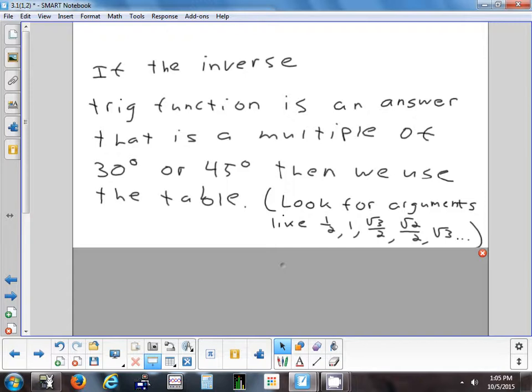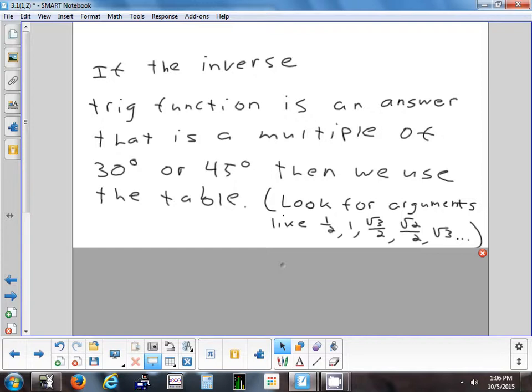All right, so really we've got to know when do you use this chart. This chart doesn't do everything for you, but there are certain times you want to use it. You want to use this chart if you're going to get an answer that's a multiple of 30 or 45. Those are the only ones that are on this chart. But that's a little tricky to know what your answer is going to be before you do the problem. How do you know ahead of time if your answer is going to be a multiple of 30 or 45?